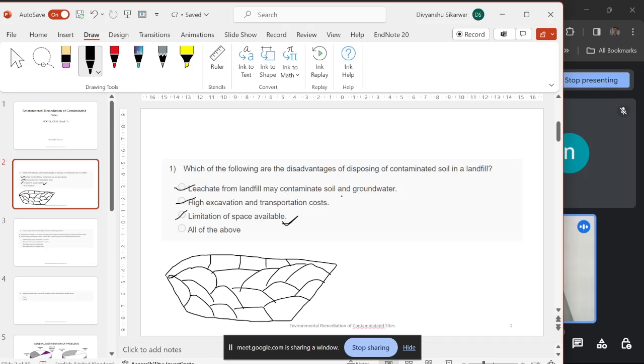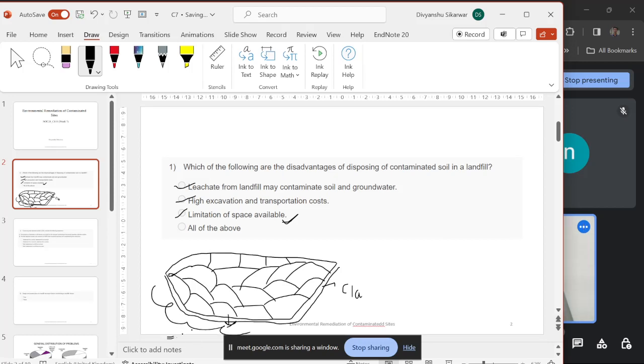Leachate from landfill may contaminate soil and groundwater. If there is some leakage, if the leachate comes out of the protective layers or detection systems we have put, like SDP and consolidated clay, the different layers we put before putting waste into the landfill, and if they get breached, then the leachate comes out of the system. Then it can contaminate the soil around and the groundwater. So for that, the first option is correct.